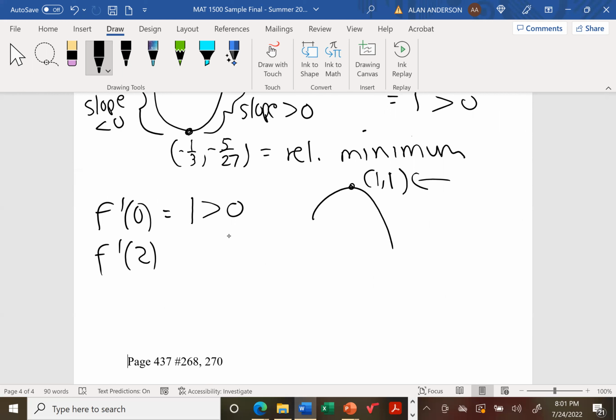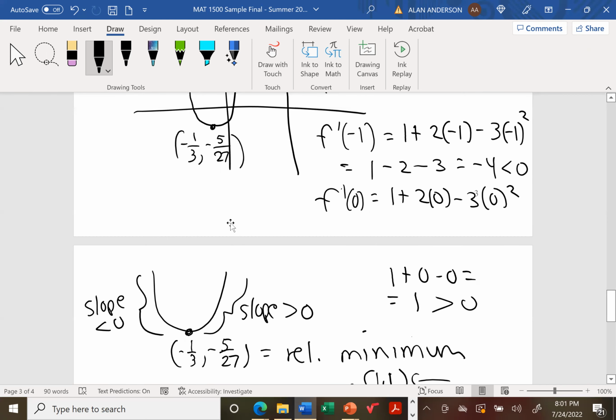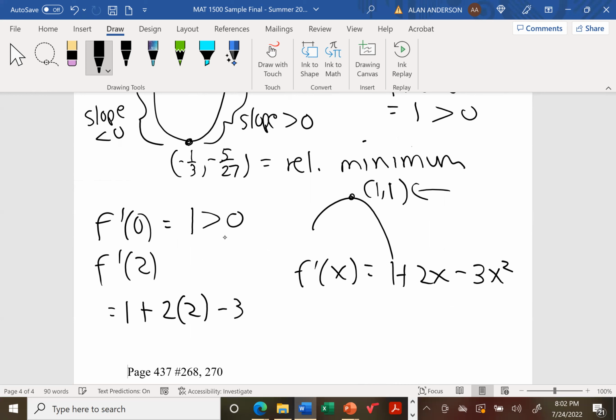So we're going to have, and again, you can't see it from there. The first derivative is, I'll write it here somewhere, 1 plus 2x minus 3x squared. Okay, so you plug in the 2. You have 1 plus 2 times 2 minus 3 times 2 squared. 1 plus 4 minus 12.